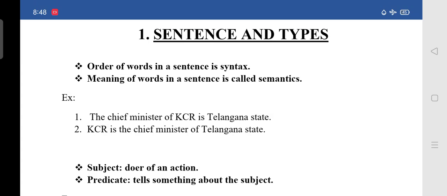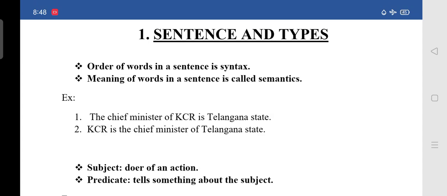The chief minister of KCR is Telangana. It doesn't give any meaning to this sentence. Yes or no? It doesn't have meaning, nor does it have any order. So it is not a sentence. So it doesn't have semantics also. Now if you see the second example here: KCR is the chief minister of Telangana state.